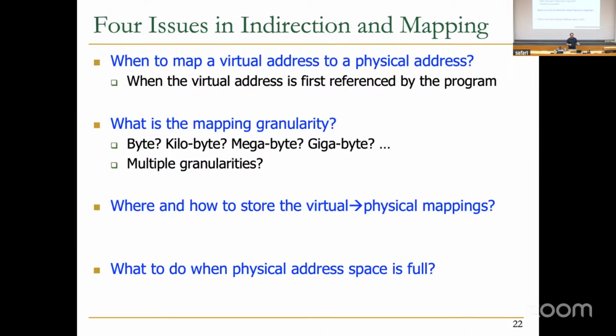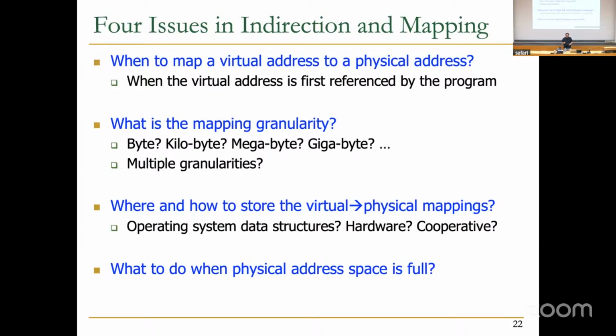What is the mapping granularity? In most modern systems, we're using multiple granularities. In your MacBooks, for example, you're using 16 kilobyte pages. In Ubuntu and Linux, they're using 4 kilobyte pages. They're also using 2 megabyte pages.